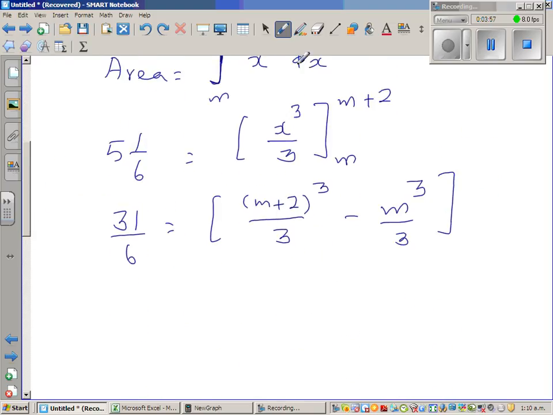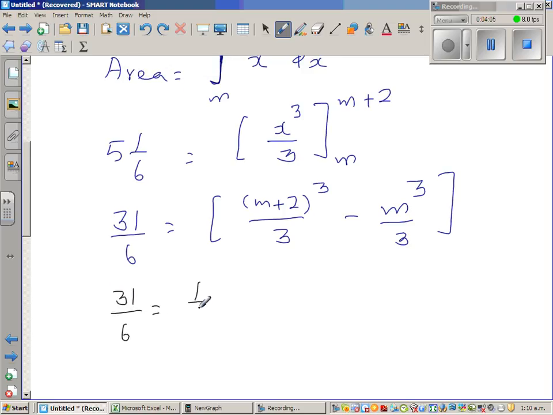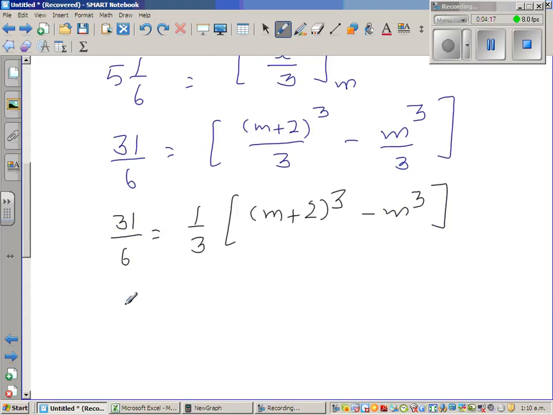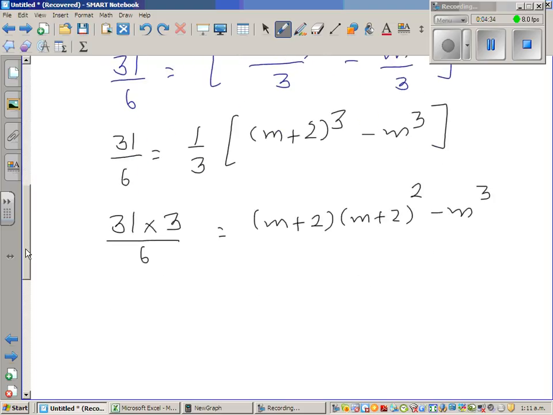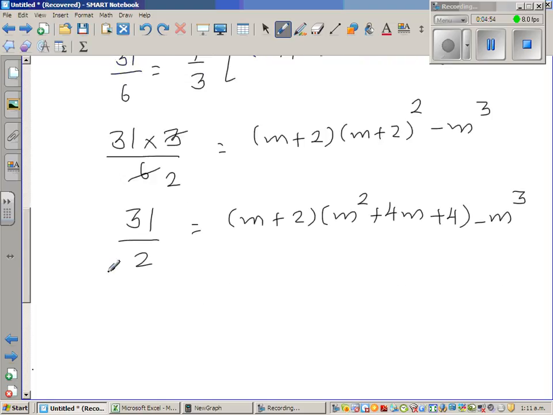So I can take the 1/3 out. So 31 over 6 is equal to 1/3 times, if you factor out, m plus 2 cubed minus m cubed. Let us multiply both sides by 3. So this is 31 times 3 over 6 is equal to m plus 2 cubed minus m cubed. This is nothing but 31 over 2, since 3 goes into 6 two times. So this is m plus 2 times m squared plus 4m plus 4, minus m cubed.